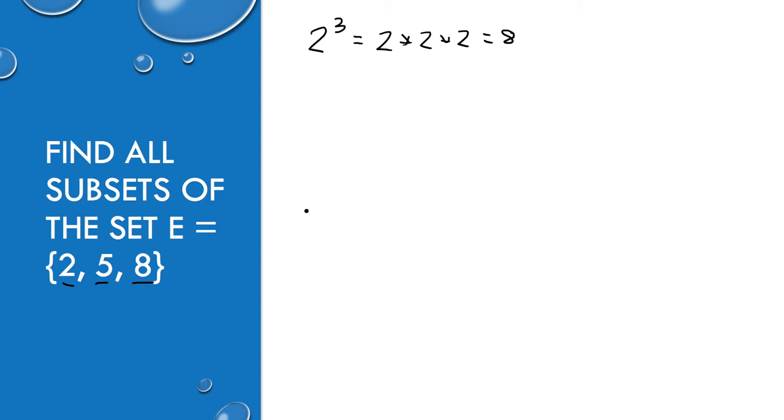Again, we know that we're always going to have the empty set. That's 1. We'll always have the original set. That's 2. We will also always have the sets that have the individual elements in them. So that means we have a subset with 2, we have a subset with 5, and we have a subset with 8.